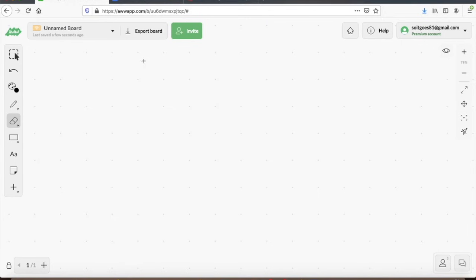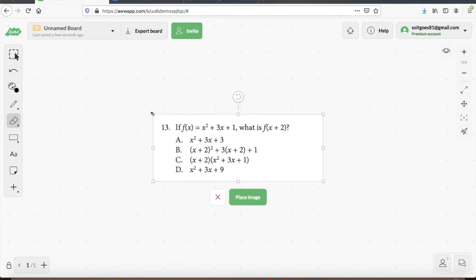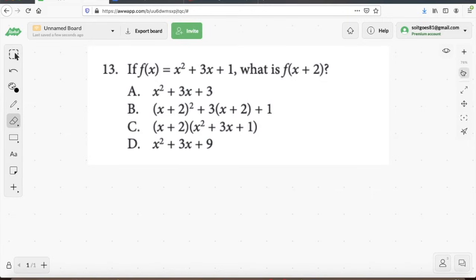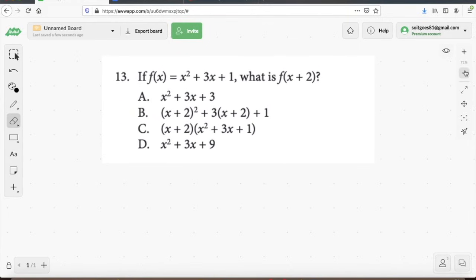All right. I like this one. This one's funny. It looks really scary. It's not. Go ahead and read this one for me, please. We have f of x equals x squared plus 3x plus 1. What is... How do you say that? I have to say f of x plus 2. f of x plus 2.